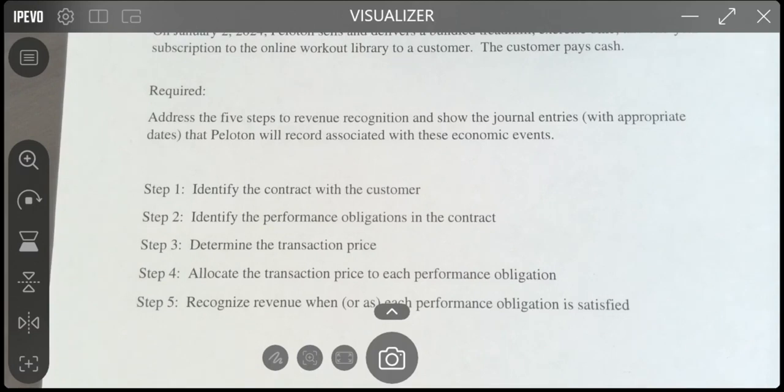So again, we'll identify the contract with the customer. We'll identify the performance obligations in the contract. We'll determine the transaction price. We'll allocate the transaction price to each performance obligation, and we'll recognize revenue when or as each performance obligation is satisfied. Okay, so as always, I hope that you will take a moment, pause this video, and work the case.